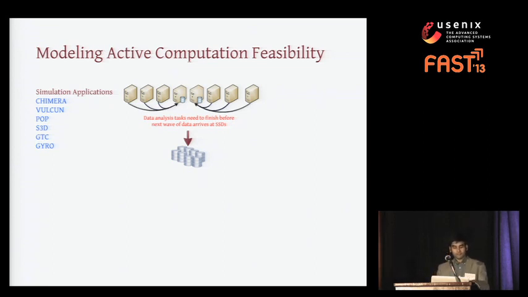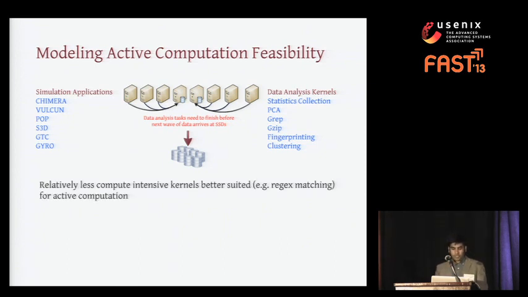There are simulation applications, for example, Chimera and Vulkan that I covered, and there are data analysis kernels. One thing we note is that for any application, some analysis kernels can be supported and some cannot. For example, for Vulkan, maybe PCA can be supported, but more compute-intensive kernels, for example clustering, may not be supported. In other words, relatively less compute-intensive kernels, for example regex matching, are better suited for active computation. It is intuitive because if it is less compute intensive, then it is likely to finish the analysis on the data produced and push it to the PFS, the parallel file system, before the next wave of data arrives.